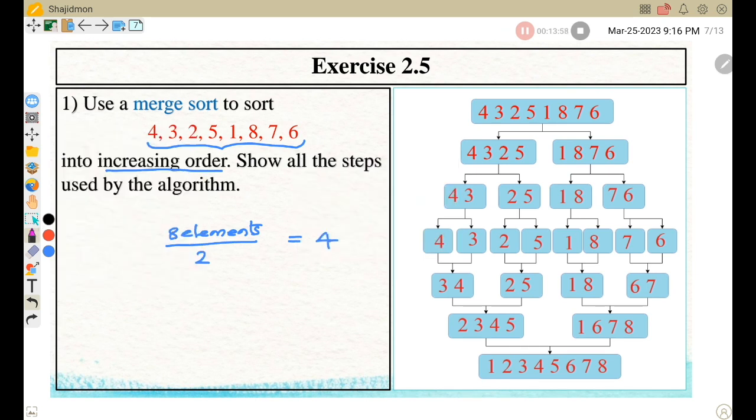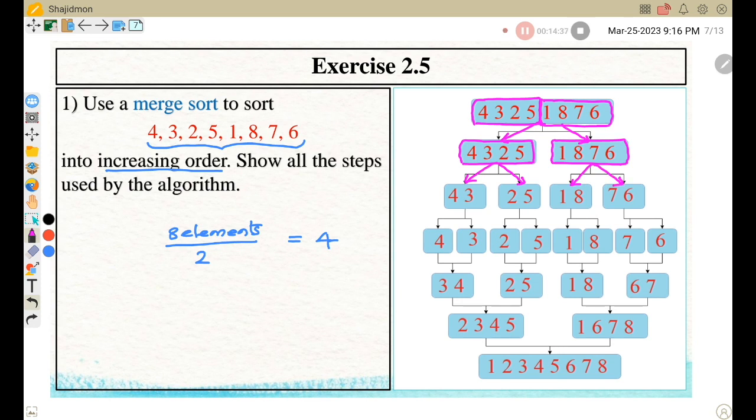You can see in the answer on this side: 4, 3, 2, 5, 1, 8, 7, 6. We are splitting, dividing into two groups. The first 4 elements are in the first list, 4, 3, 2, 5, and the next 4 elements are in the next list, 1, 8, 7, 6. Now 4, 3, 2, 5, again 4 elements here. Divide into two groups, 4 divided by 2 is two numbers: 4, 3, the first two numbers, and 2, 5. Here also the same, we have 4 elements, divide into 2: 1, 8 and 7, 6, 2 elements each.